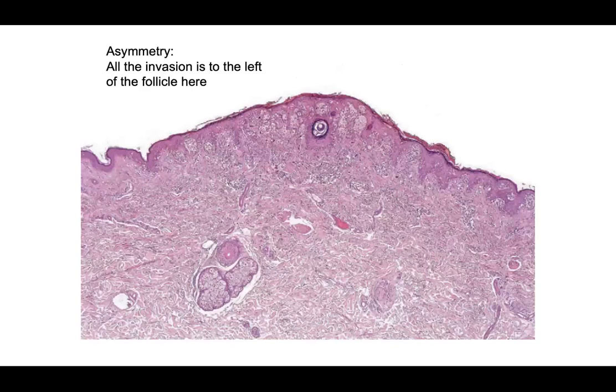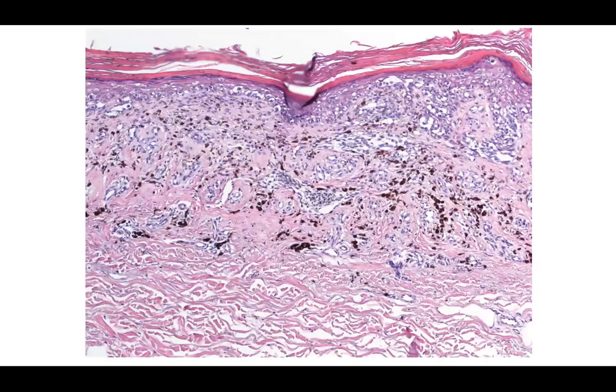Here you see asymmetry. The invasion is to the left of the follicle. So oftentimes you'll find just junctional areas, and then in other areas you'll find invasion. Here, if you go on higher power to look for invasion, you'll find these atypical melanocytes coursing through the collagen. You'll find areas of pigment incontinence or melanin even around the proliferation. Oftentimes these are surrounding melanophages. They're not actually malignant melanocytes. So the histiocytes are taking up extra melanin pigment from the melanoma cells.